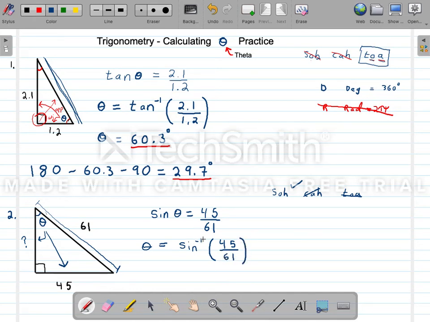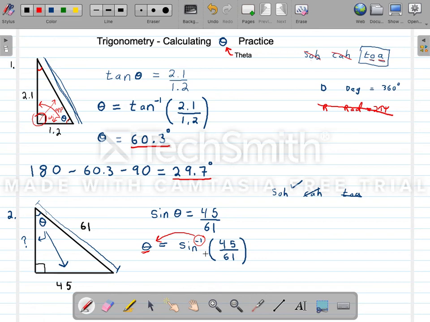We're going to use sine inverse when we want to calculate the angle. Okay? I'm going to say that again. You're going to use sine inverse whenever you need to calculate an angle. So you'll always have theta equals sine inverse of the ratio of the sides. Okay? Sine inverse when you want to calculate an angle.